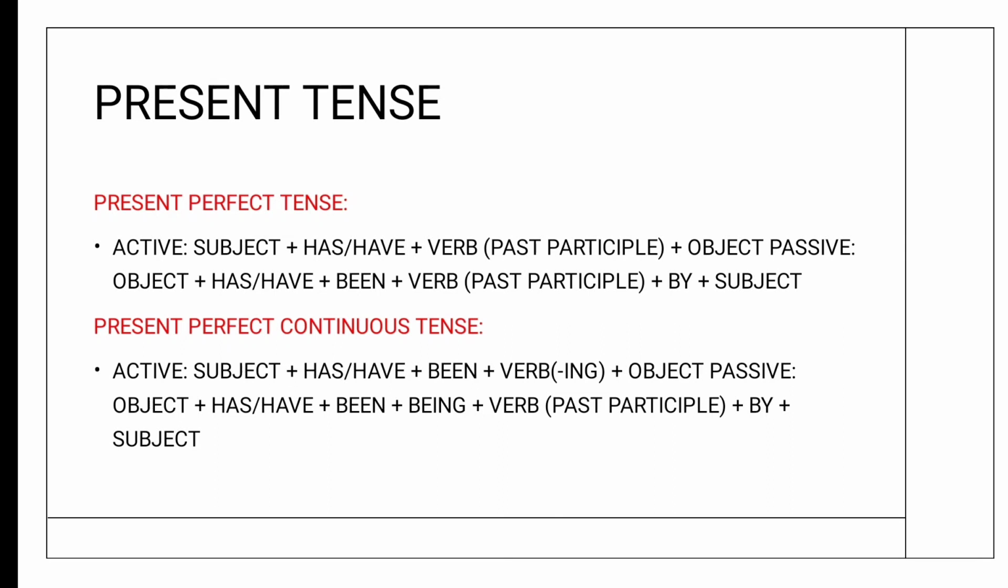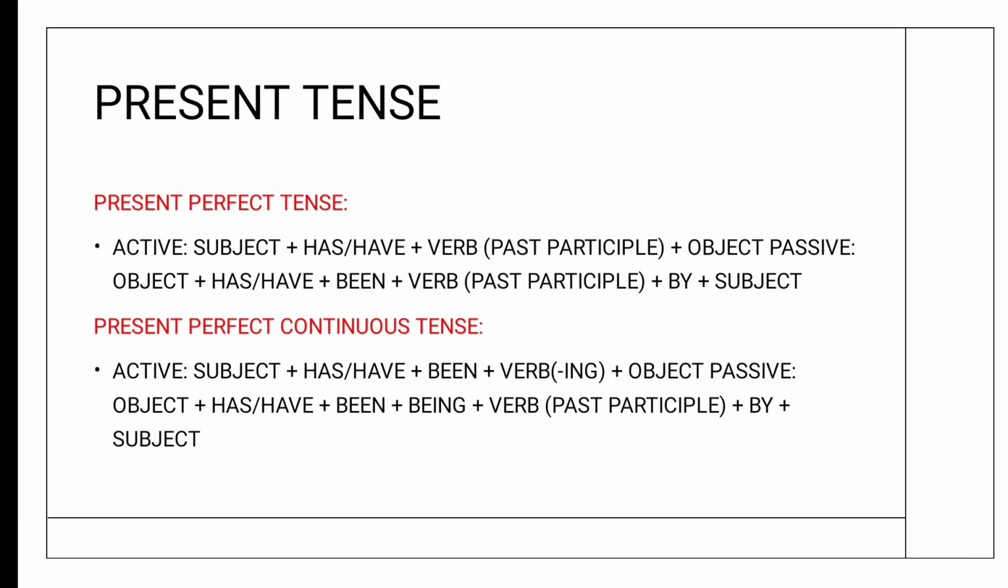Washing clothes, right? Clothes is object. So clothes plus has or have plus been plus, because it is a continuous tense, we have to add being. So normally here the be forms that we are using are has been or have been, right? So to them we are adding being here. Why are we adding being? Because it is continuous tense.